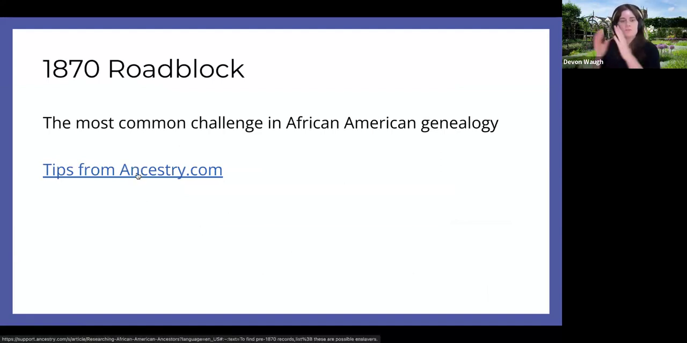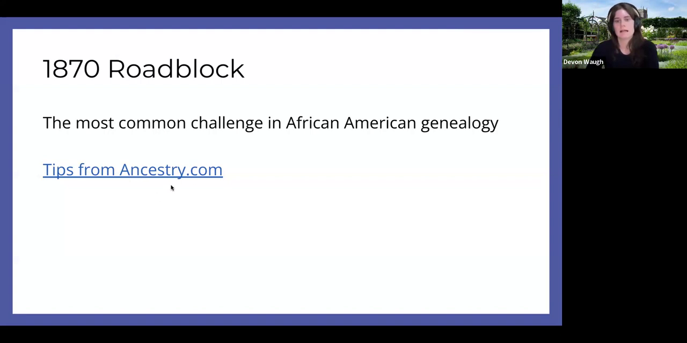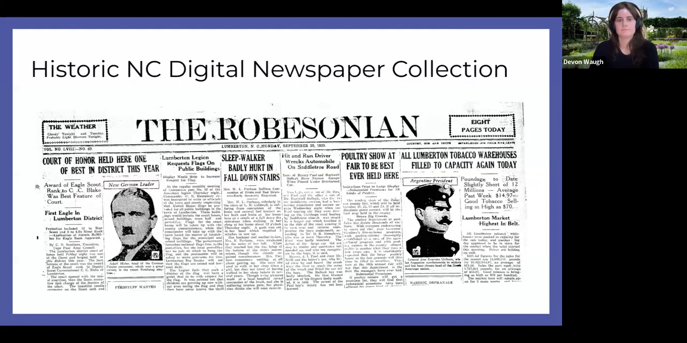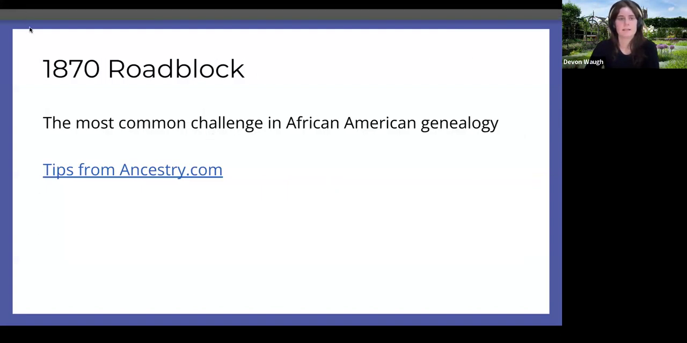And just to review, as I mentioned, that 1870 roadblock post-emancipation for the 1870 census is the most common challenge in African American genealogy. I've included some tips from Ancestry.com as well as other resources, but that is something to keep in mind and something to communicate to patrons. So we'll jump into Heritage Quest now.